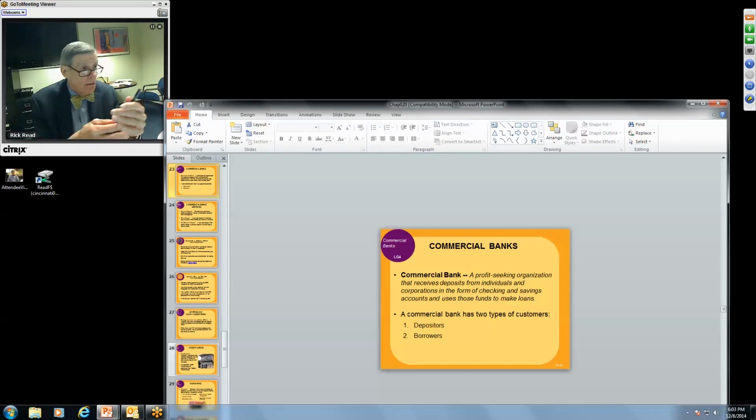I'll give you an example. My wife and I own a house that has a mortgage, better way to say that, and we have an account with the bank that holds our mortgage. So we're both a borrower and a depositor.